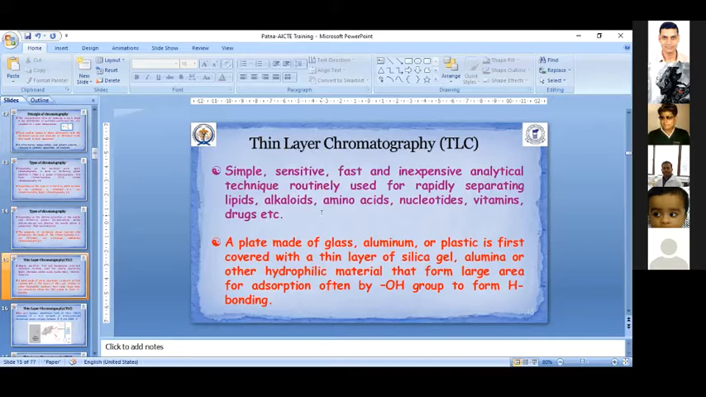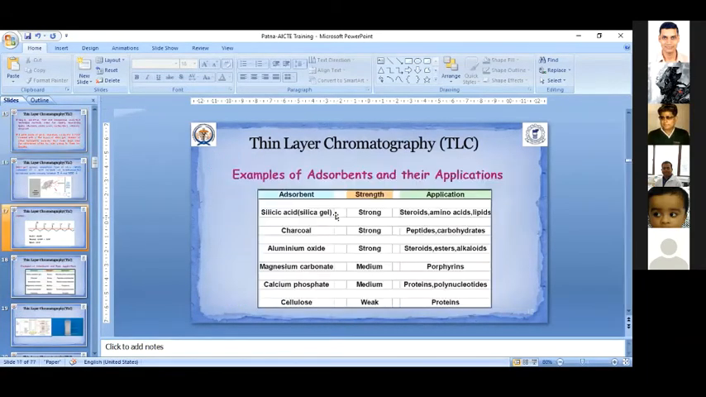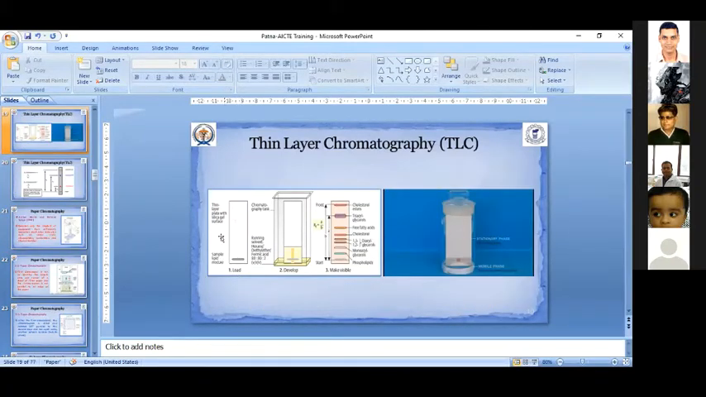Then a sample line is marked at one end of the plate. In this way, the sample line is marked on the plate.